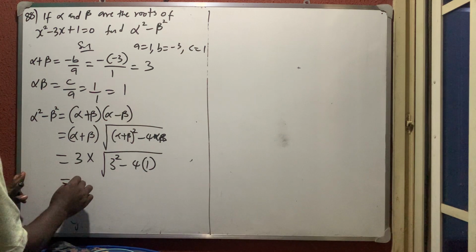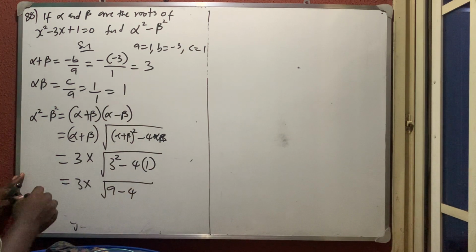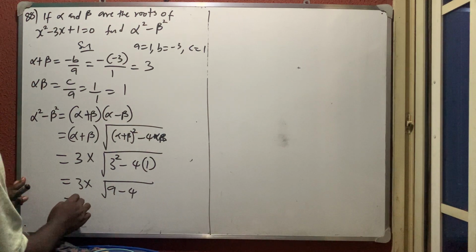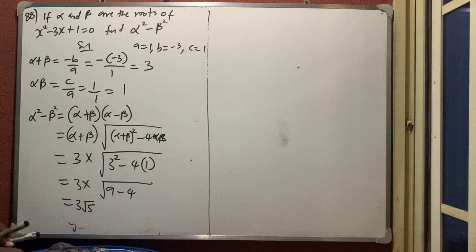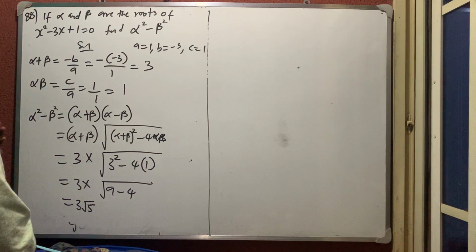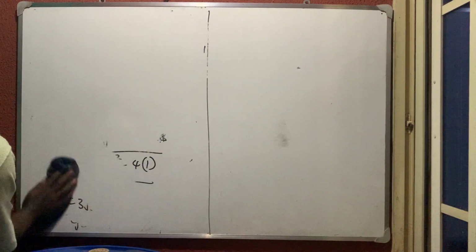So what do we have? 3 times the square root of 9 minus 4. And 9 minus 4 is 5, which is what? 3 root 5. 3 root 5 is the correct option. 3 root 5. Okay? C is the correct option. 3 root 5.